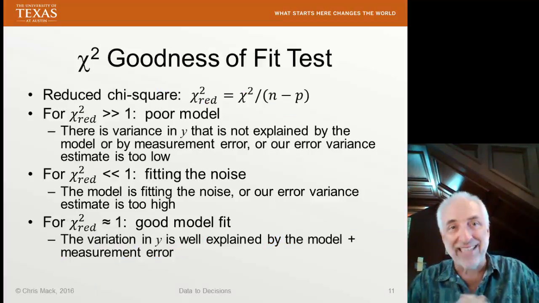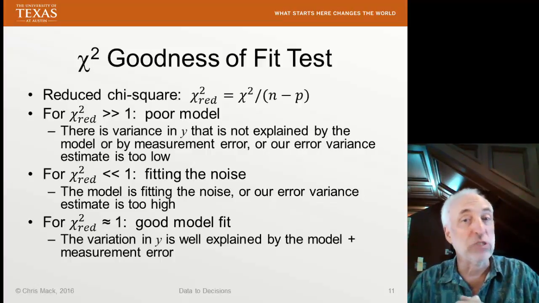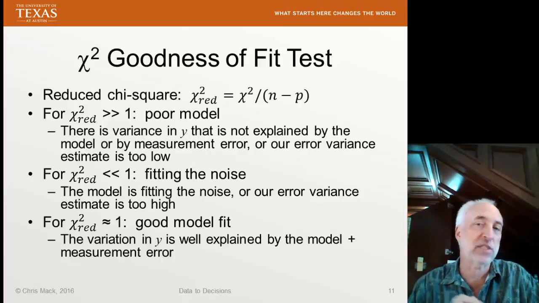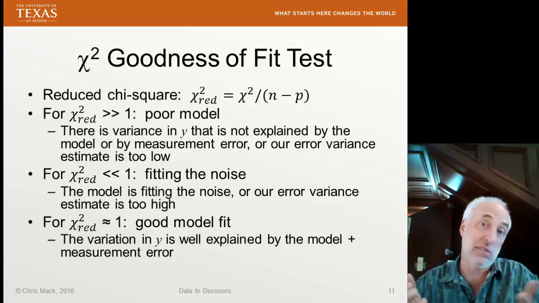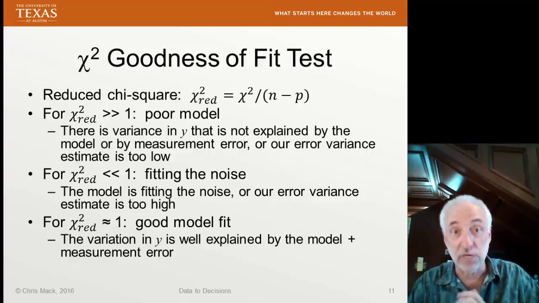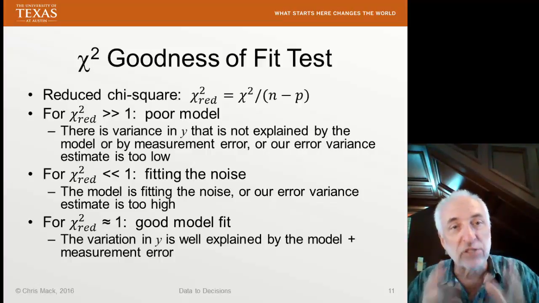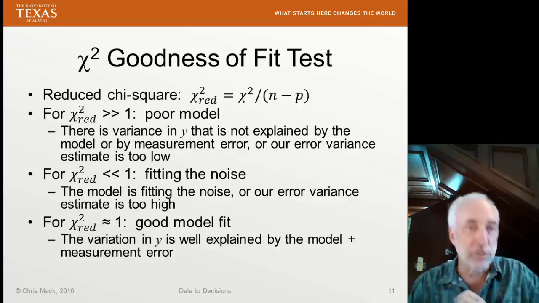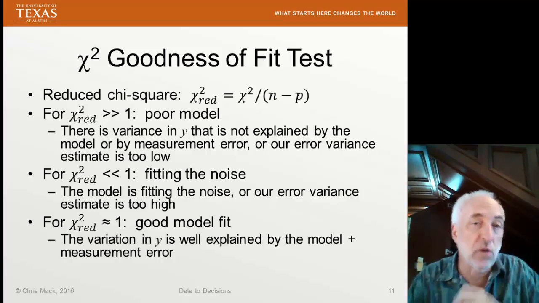One way of looking at the chi-square goodness of fit test is by calculating the reduced chi-square. The reduced chi-square is simply the chi-square divided by the degrees of freedom. Why do we do that? Well, because the expectation value of chi-square is the number of degrees of freedom. Therefore, the expected value of the reduced chi-square is 1. And we can start looking at the magnitude of this reduced chi-square for any number of degrees of freedom and ask, how does it compare to 1?